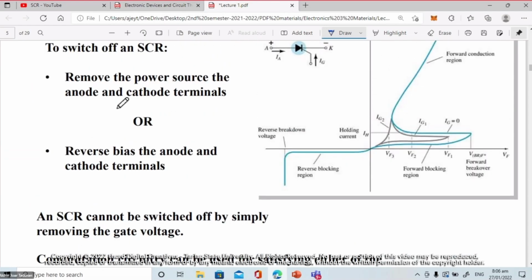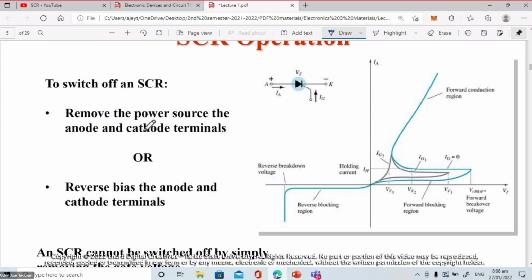To switch off the SCR, remove the power source at the anode-cathode terminal, or reverse bias the anode-cathode terminal. Number 1 is to remove the power at the anode-cathode terminal. For example, for this one we trigger, we need to remove the power connected to the anode-cathode so the SCR switches off. Another way is to reverse the biasing of the anode-cathode: if it is positive-negative, we reverse it to negative-positive.